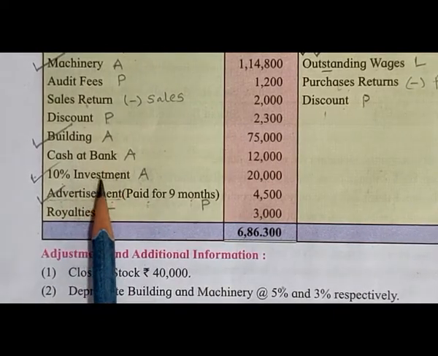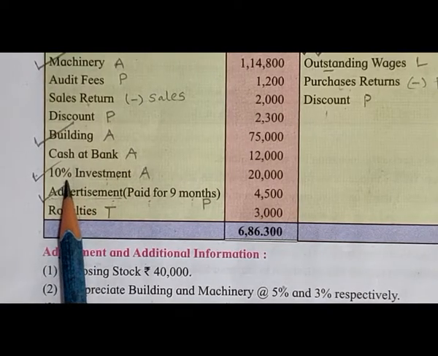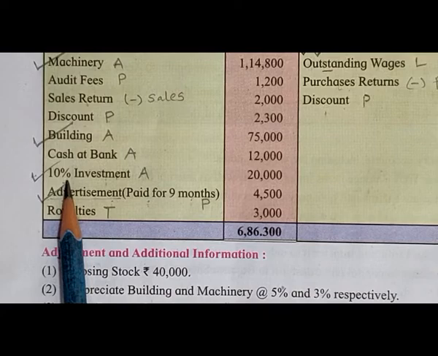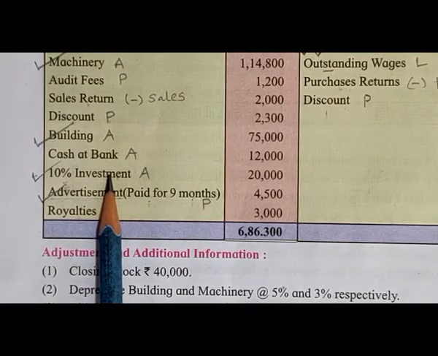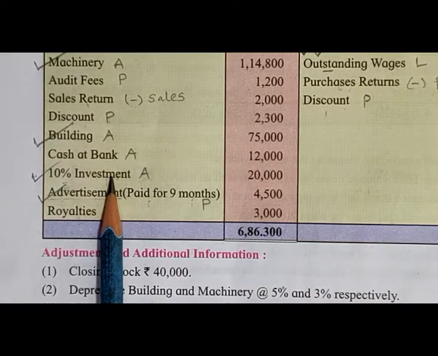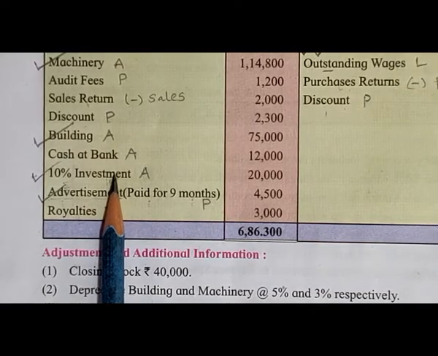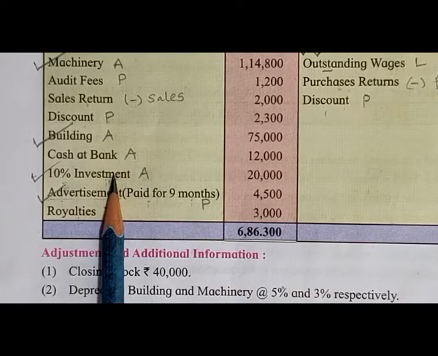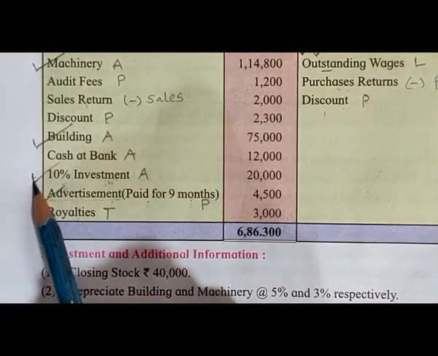If 10% is given with the investment, it is implied that you should calculate interest on this investment, which is to be treated as income accrued or outstanding income. So the first effect will be to add it to the investment, and the second effect, being income, we will record on the profit and loss account credit side. So we will put one tick to investment also.